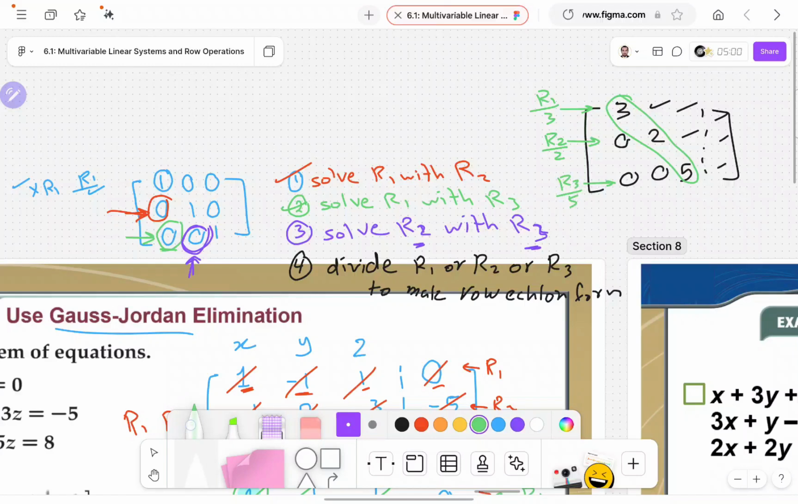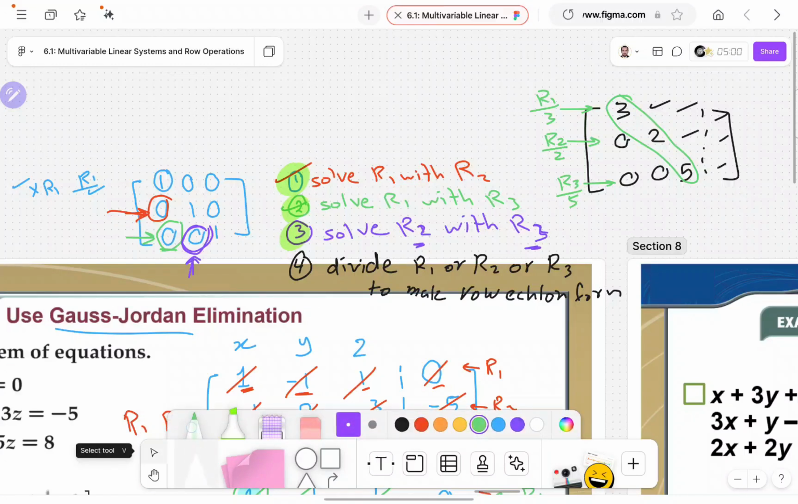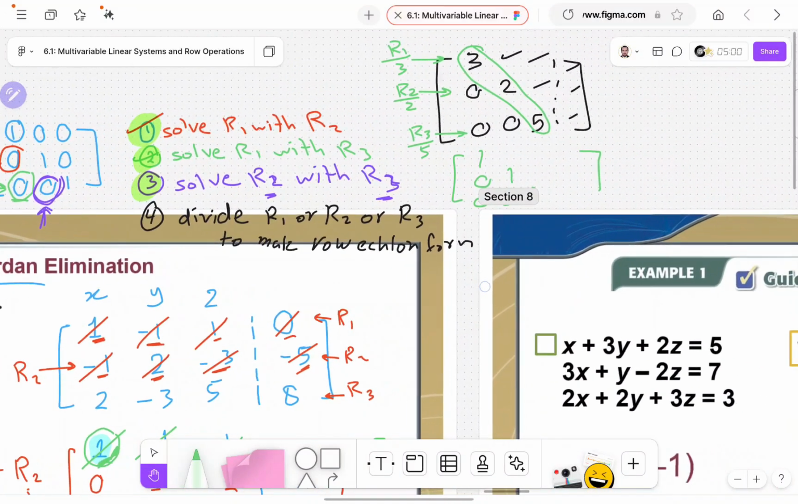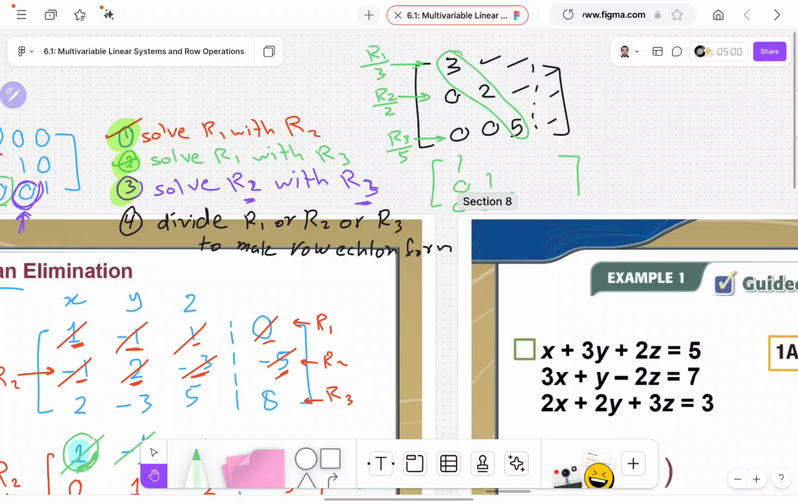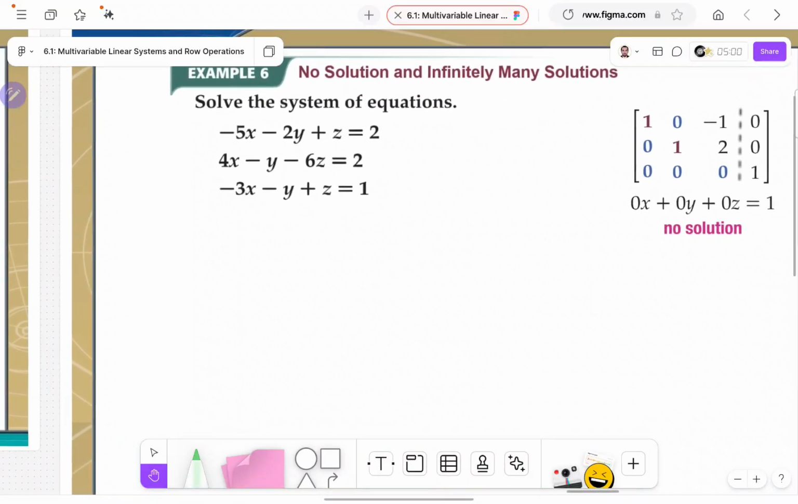So first start following the steps: step 1, step 2, step 3, then step 4, divide every row by the number. After you divide, the row echelon form will become 1 1 1 0 0 0. This is what you are going to do. Now try to solve this, and if you have a question, please let me know.